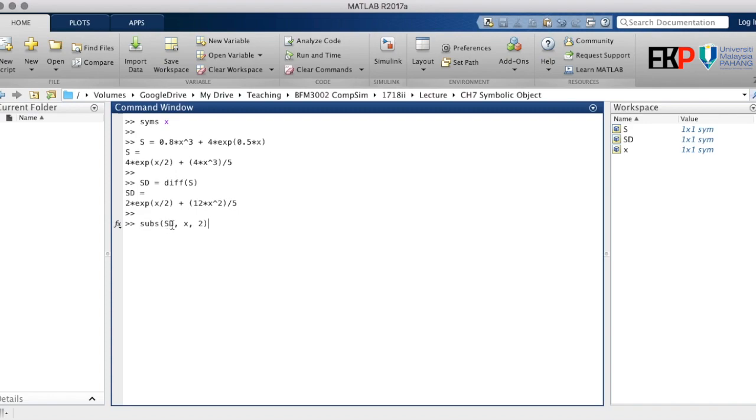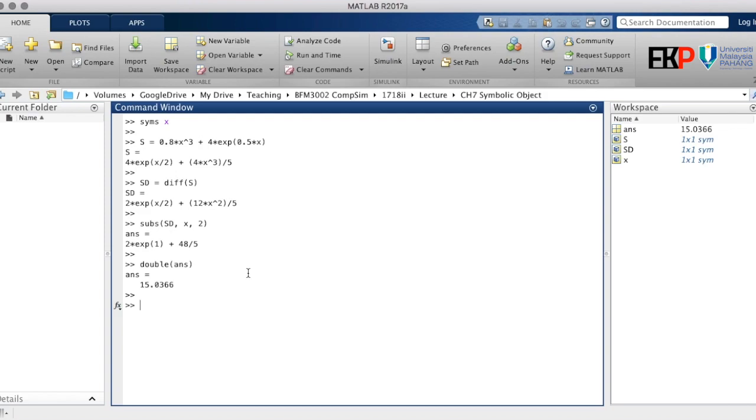So this will substitute the x in the expression of sd with a value of 2. When we press enter, we get the answer in the exact format. If we would like to see the approximated answer, then we can use the command double of answer. We'll get 15.0366.